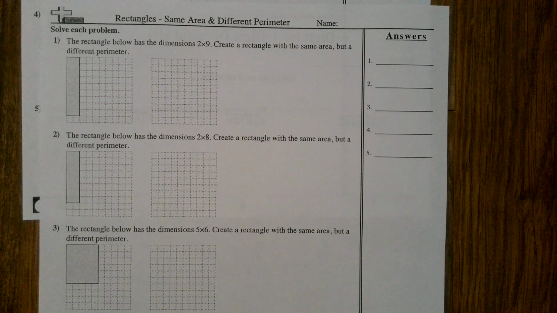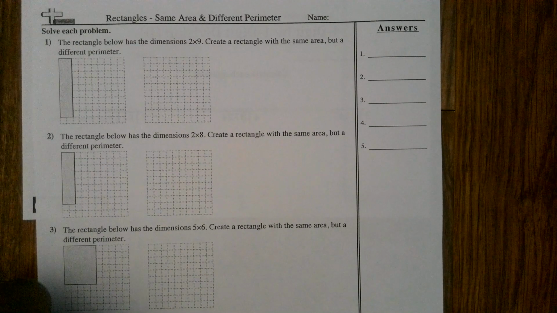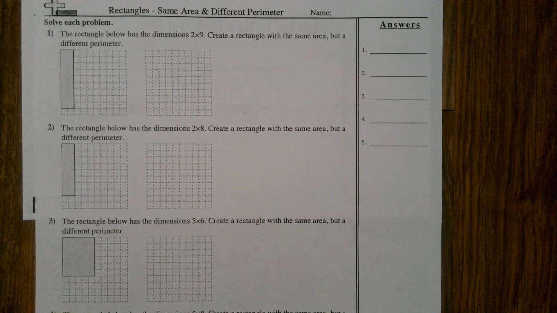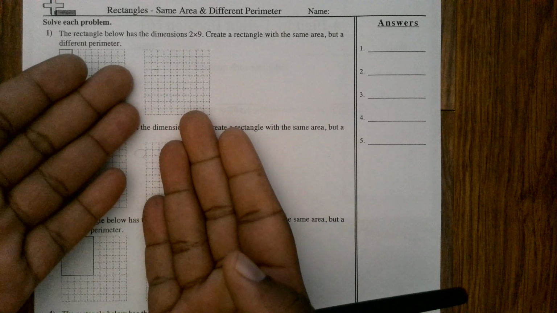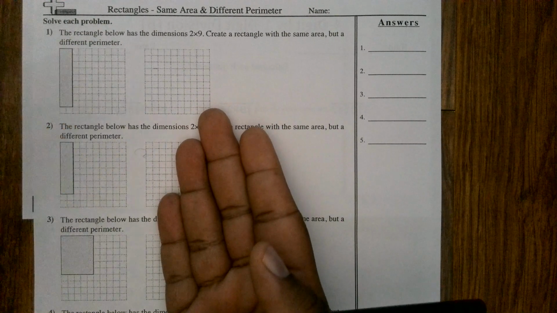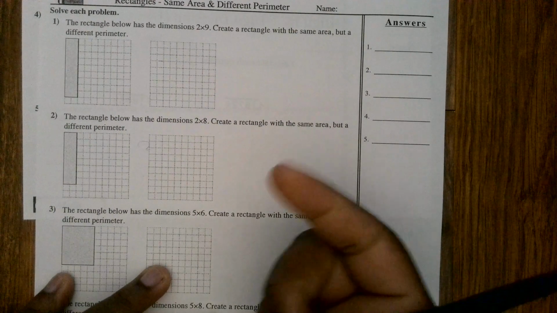Now let's practice solving problems from geometry, where we are required to look at the area and the perimeter of two rectangles. Or more importantly, we're given one rectangle, and we have to come up with the second rectangle. The second rectangle has to have the same area, but a different perimeter.